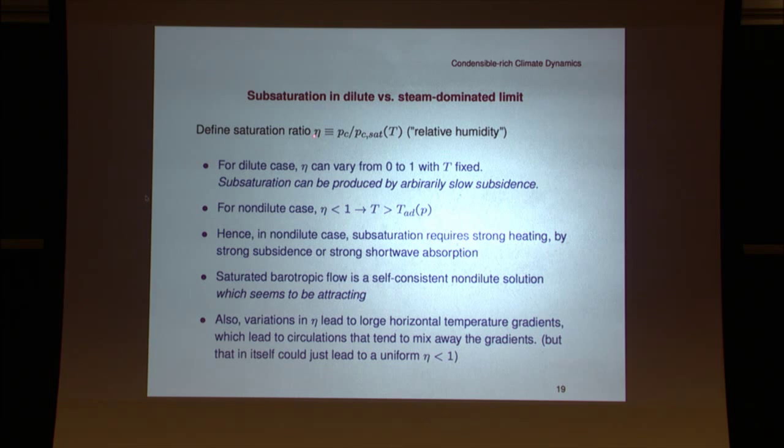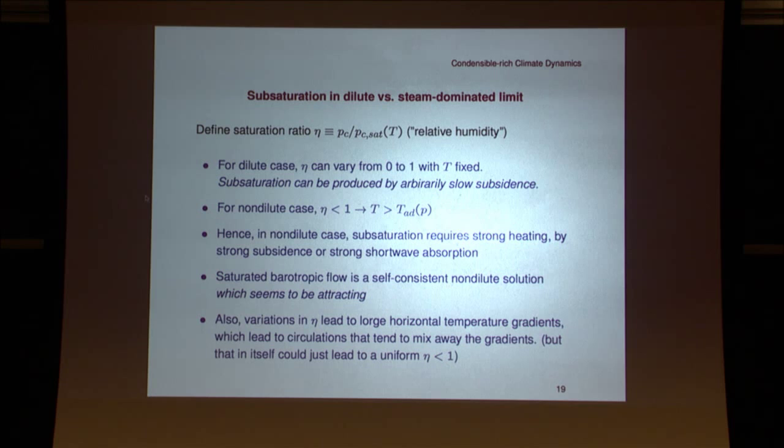But if we define a saturation ratio, which is the ratio of the actual partial pressure of your condensable to the saturation vapor pressure, we would call that relative humidity on Earth in meteorology, but this could be any substance. So in the dilute case, just from the properties of the adiabat, even if you fix the temperature, you can vary the subsaturation from 0 to 1. So temperature gradients and moisture gradients are independent in the dilute limit. But in the non-dilute case, the temperature and the subsaturation are linked. In fact, if you go all the way to the steam-dominated limit, you can't make it subsaturated without heating it up.